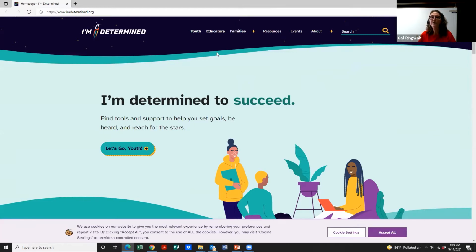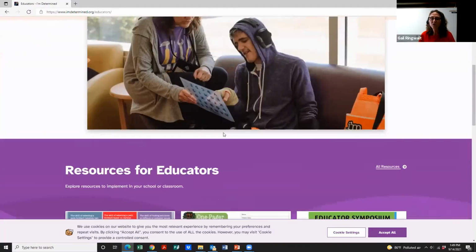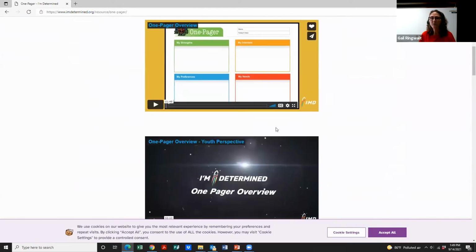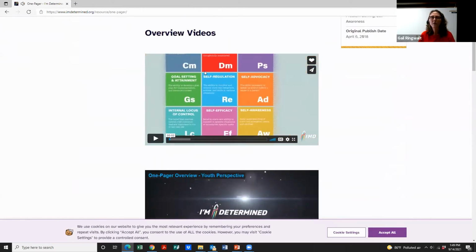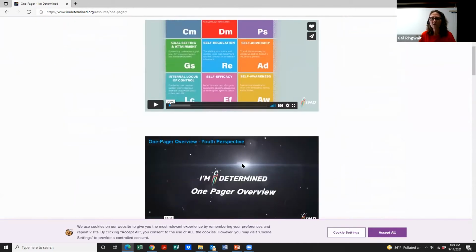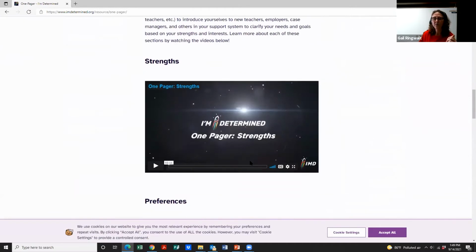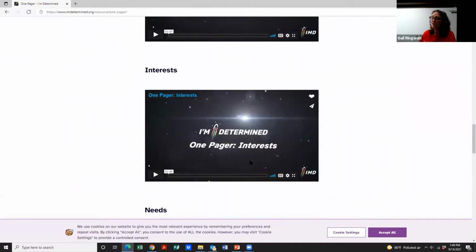This is a website where there is information on it. You can get different forms and things to show to kids. Here's just one for little kids. That's a one-pager where kids can talk about what they do well. They have a little overview for you that you can talk to them about. What are their strengths? What are their preferences? What are their interests? These are things that can help you, right?